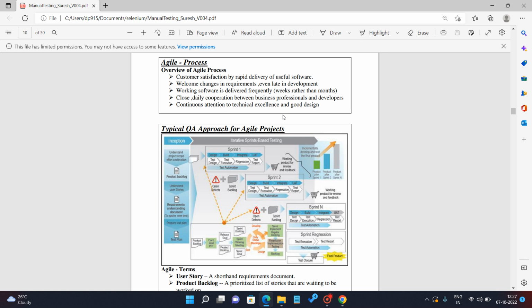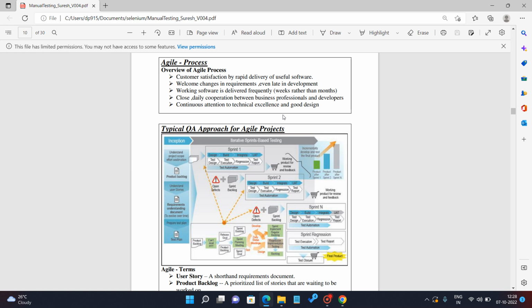Customer satisfaction is the main goal, and changes to requirements are welcome even late in development. Working software is delivered frequently, in weeks rather than months, with close daily cooperation between professionals and developers, and continuous attention to technical excellence and good design. The main advantage of this agile model is customer satisfaction.